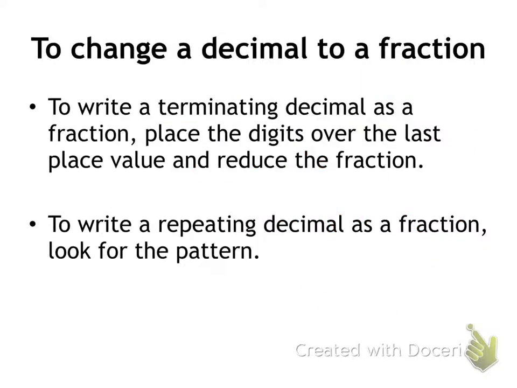On the other hand, to change a decimal to a fraction, it kind of depends on which type of decimal we have. If we have a terminating decimal, then we're going to place the digits over the last place value and reduce the fraction. By last place value, I mean the smallest place value. So if it's to the tenths place, I'm going to put it over 10. If I have a digit in the hundredths place, I'm going to write it over 100. In the thousandths place, I'm going to write it over 1,000. Then I'm going to simplify or reduce as much as possible. If I have a repeating decimal, I'm going to look for the pattern and set up an equation. And I'll go over how to set up an equation when we get to those examples.